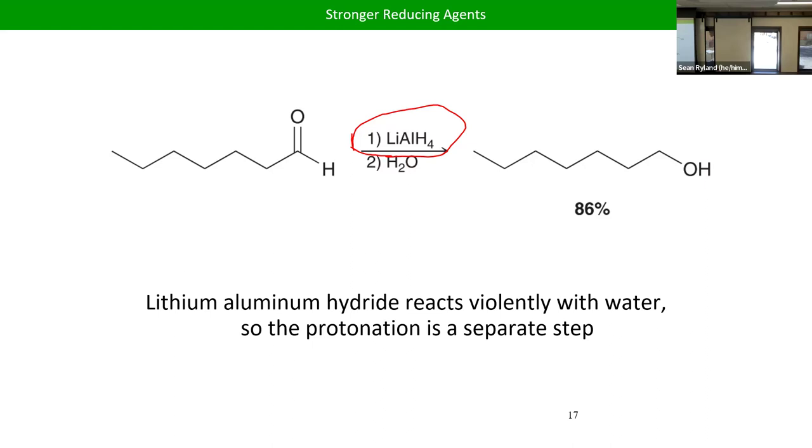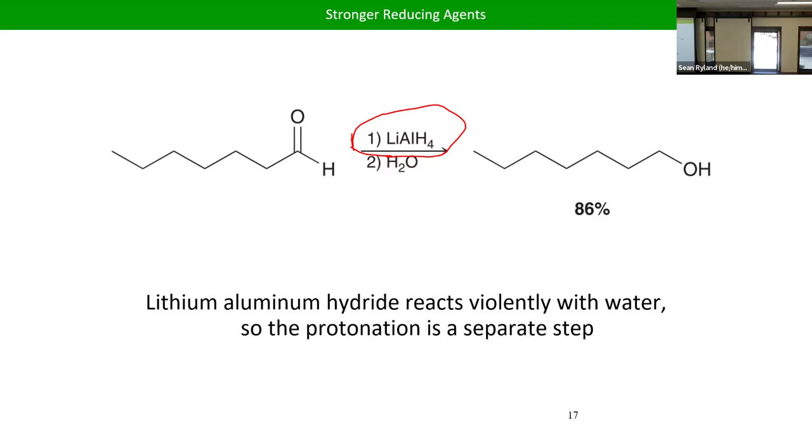And one of the reasons it is so reactive is that you can't do this in a protic solvent. If you try to do this with a protic solvent, it reacts too strongly and you wind up with just making hydrogen gas and hydroxide. You wind up deprotonating your water and making hydrogen gas that way.